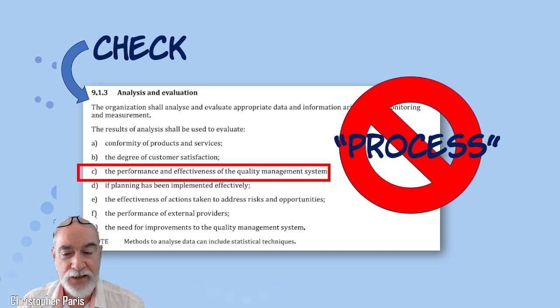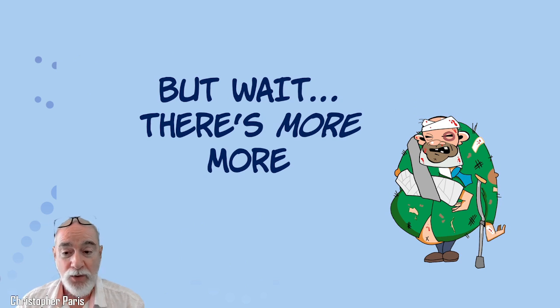So first they said KPIs are one thing, quality objectives are something else. They don't tell you what the difference is, right? Then at the end, they just tell you, in general, just evaluate the performance and effectiveness of the QMS. And they don't tie it all together into processes or objectives or anything. And it gets worse. So wait, there's even more bad stuff.